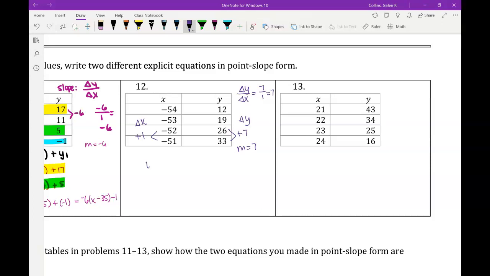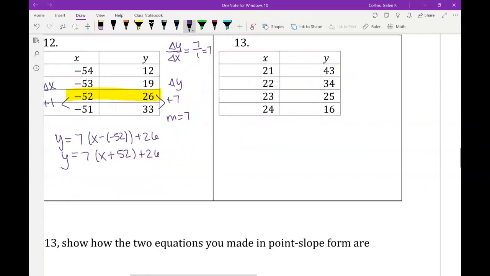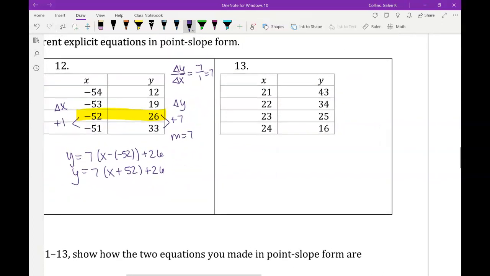All right, so I could do y equals m times x minus x sub 1. I'm going to use the -52. And since I use the -52, I have to use the +26 for my y value. And again, I would probably rewrite this as +52 so I don't have subtracting a negative. All right, you should come up with at least one more equation from that table. I'm counting that as just 1. That's not 2. That is just 1. Do another one with another point.